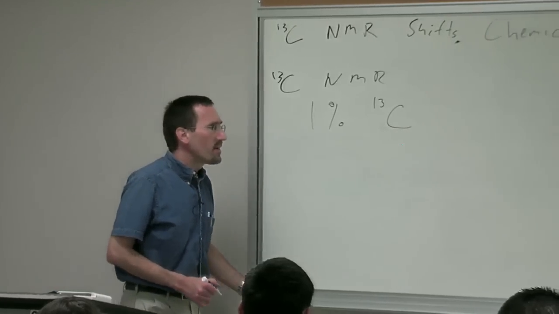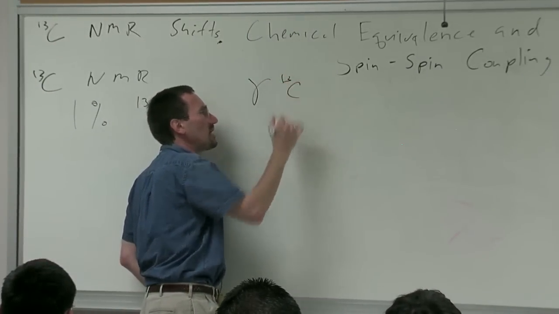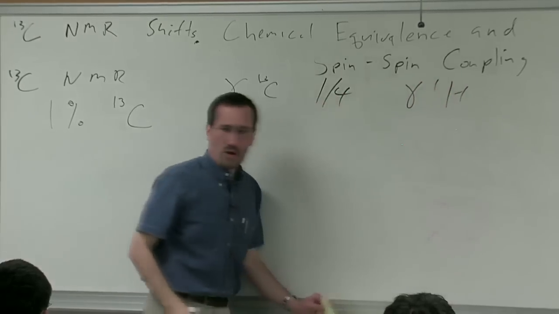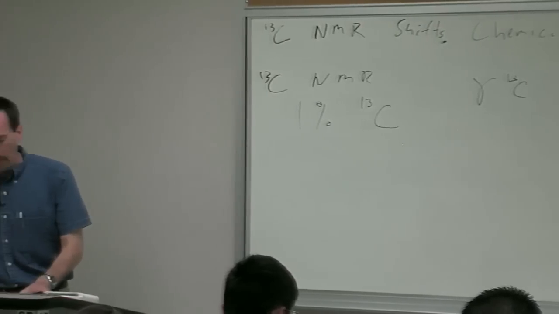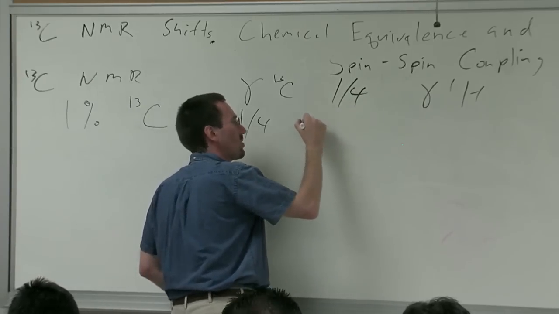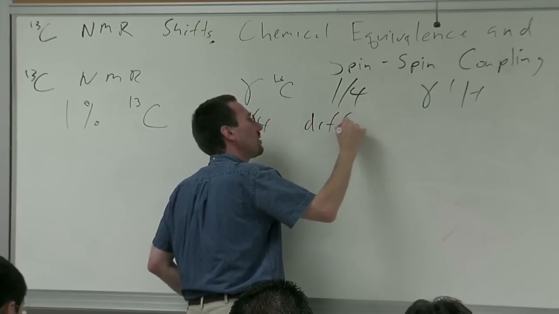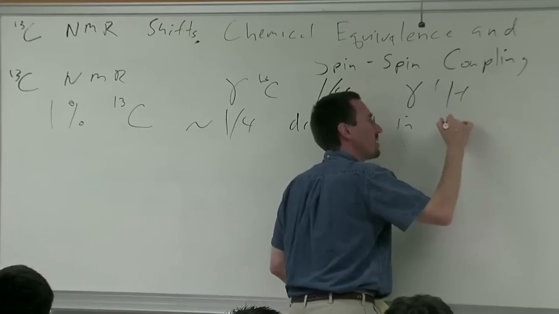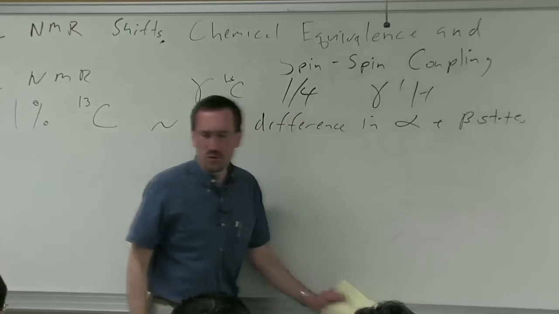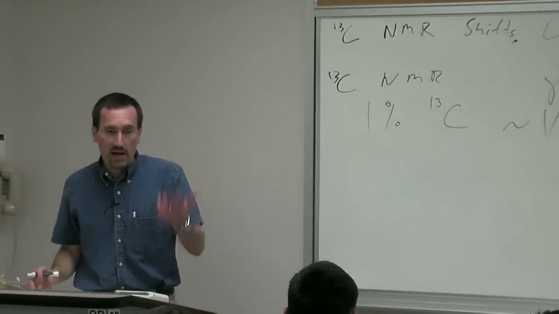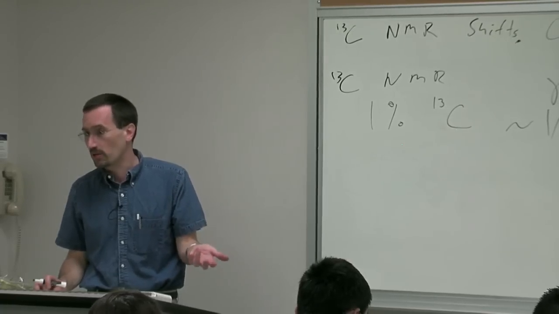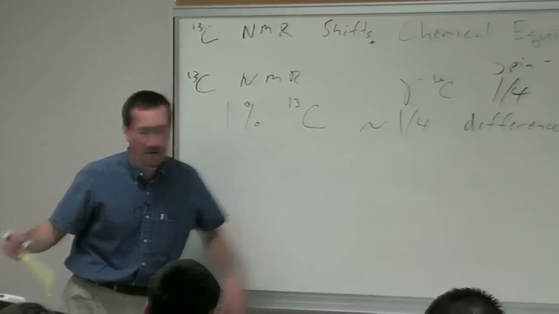Now, things get worse. The magnetogyric ratio for C13 is only a quarter that of the magnetogyric ratio for a proton. Now, remember what the implications are of that. That means that you get roughly a quarter of the Boltzmann difference in distribution in alpha and beta states. So already we've got fewer nuclei that can flip up. To put it another way, a 500 megahertz spectrometer gives you a carbon spectrum at 127.5 megahertz, a hair over a quarter, because the magnetogyric ratio is a hair over a quarter.